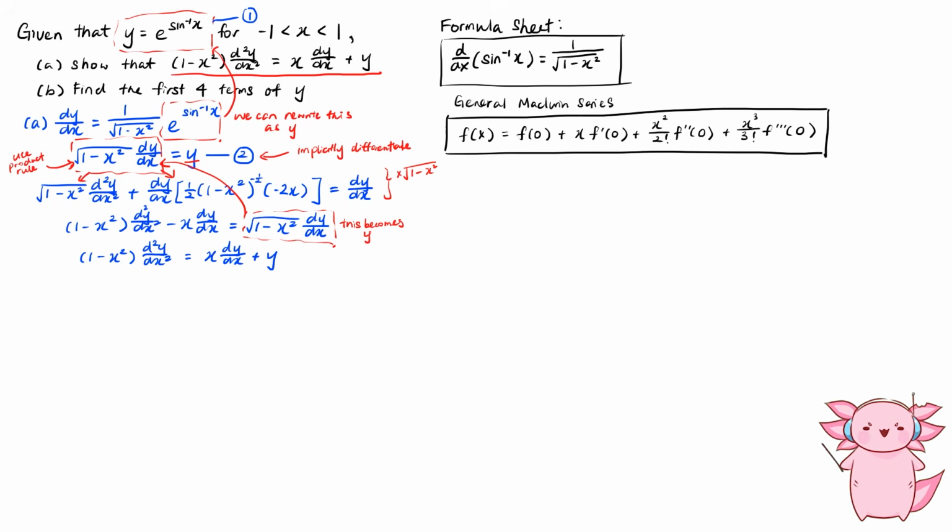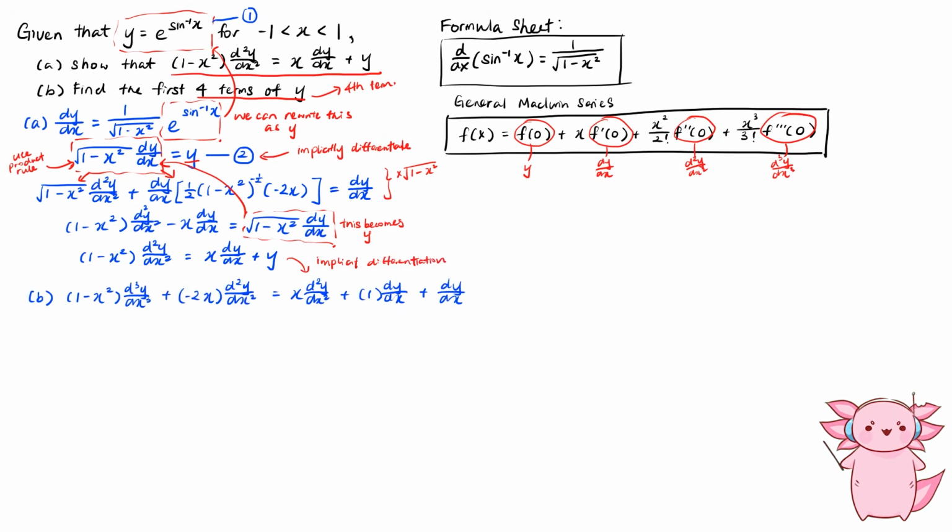Okay, let me introduce you to the general Maclaurin series, which looks something like this, and since they want us to find up to the fourth term, we know that we've got to find the third derivative. So doing implicit differentiation again, and this time using the product rule on this, that gives us this crazy looking equation over here, which we call equation 4.